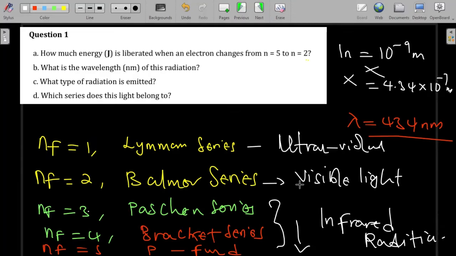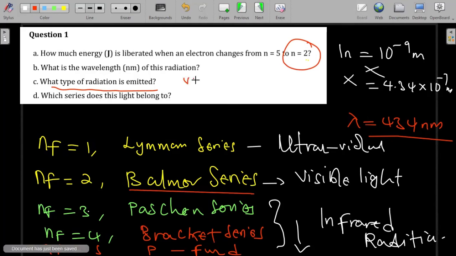So if you are dealing with the Lyman series, you know it's ultraviolet. If you're dealing with the Balmer series, meaning n final is 2, you're dealing with visible light. And then any other series, or any other energy level, say the energy level is 100, that is greater than 3, so it will be infrared radiation. So based on this information, we can simply answer this. So, what type of radiation? Because the n final is 2 here, we know that we have the Balmer series, and the Balmer series has what? The visible light. So that's the radiation that you put there.